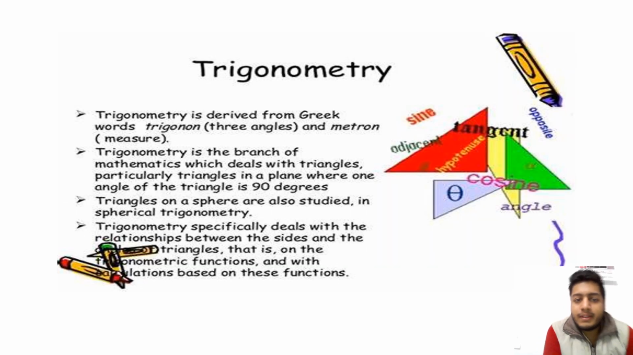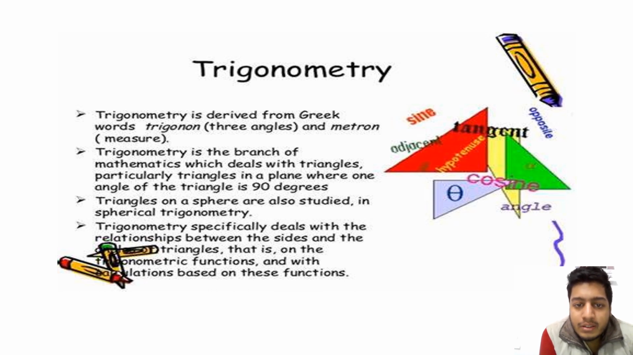Okay. So basically, trigonometry is made up of two Greek words. The first one is trignon, which means three angles, and the second one is metron, which means measure. When we combine these two, they mean the measurement of three angles. So basically, trigonometry consists of studying triangles, but a special type of triangle, which is known as a right-angled triangle. Okay. So till now we were dealing with 2D shapes like square, rectangle, triangle.